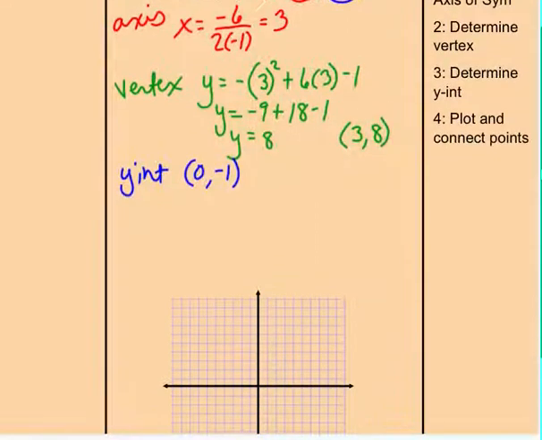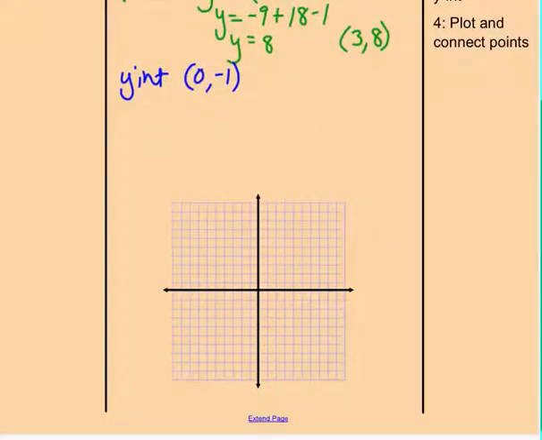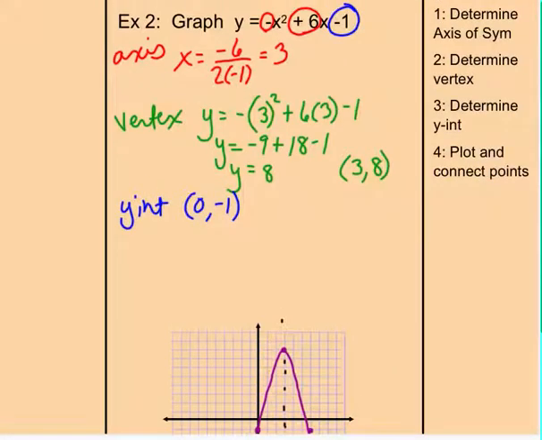All right, we're going to graph these and use our axis of symmetry. So we have a vertex at 3, 8. Our y-intercept is 0, negative 1. So in order to get some other direction, we're going to make this imaginary axis of symmetry again. Flip our y-intercept across the axis of symmetry. And now we can tell that our parabola is opening down. Remember, we knew before we graphed that our parabola was opening down because this lead coefficient is negative.